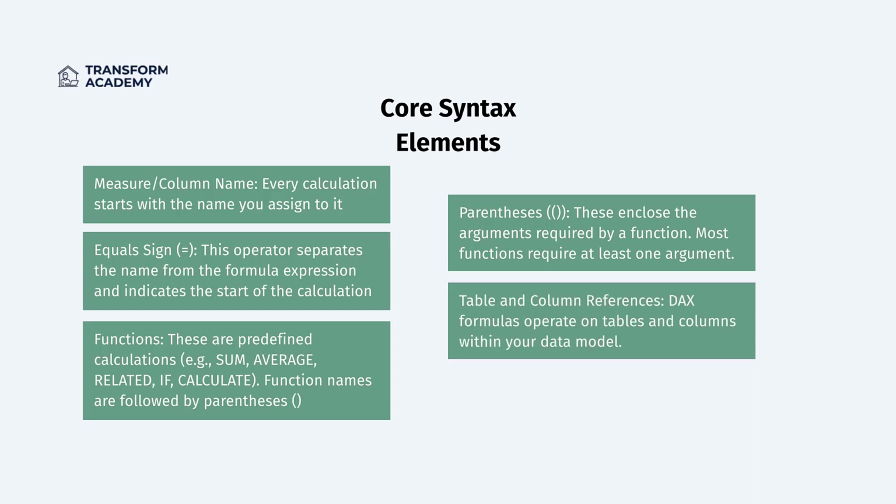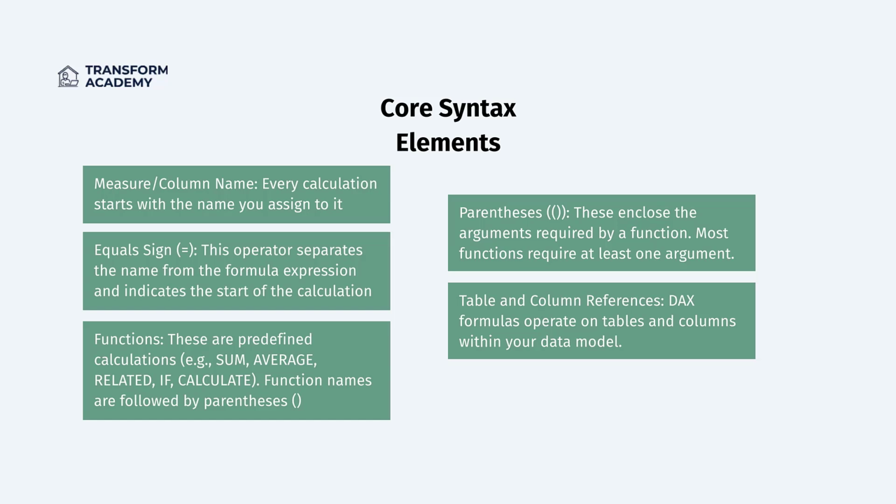Tables and column references. DAX formulas operate on tables and columns within your data model. Table name. Often referenced directly. For example, Sales. If a table name contains spaces or special characters, it needs to be enclosed in single quotes. For example, 'Product Category'. Column names are always enclosed in square brackets.